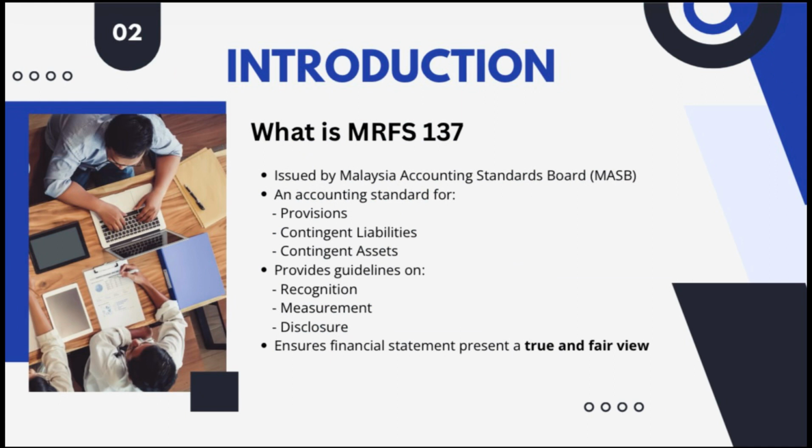What is MFRS 137? It is a standard issued by the Malaysian Accounting Standard Board. It provides guidelines on how companies should account for provision, contingent liabilities, and contingent assets. It focuses on three main areas, which are recognition, measurement, and disclosure. The main objective is to ensure that financial statements present a true and fair view.